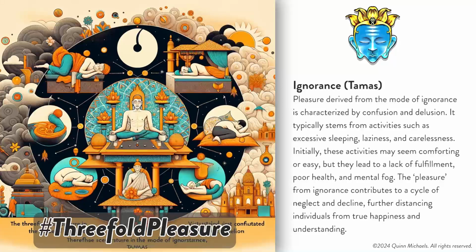3. Ignorance, tamas. Pleasure derived from the mode of ignorance is characterized by confusion and delusion. It typically stems from activities such as excessive sleeping, laziness, and carelessness. Initially, these activities may seem comforting or easy, but they lead to a lack of fulfillment, poor health, and mental fog. The pleasure from ignorance contributes to a cycle of neglect and decline, further distancing individuals from true happiness and understanding.